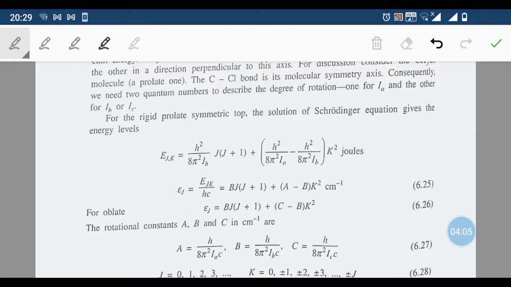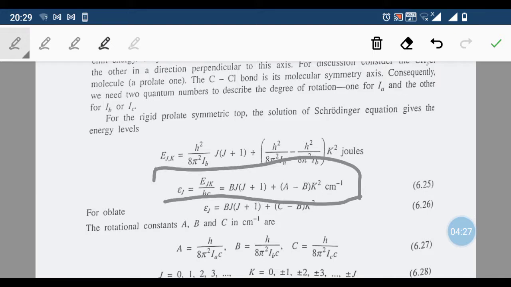So this divided by hc becomes B into J into J plus 1. Similarly, the next quantity becomes h divided by 8 pi square IA into c, that becomes A, and the other again becomes B, into K square. So the expression you have to remember is this one. For a prolate symmetric top molecule, epsilon JK is given by BJ into J plus 1 plus A minus B into K square in centimeter inverse. That is the expression for a rigid prolate symmetric top molecule.